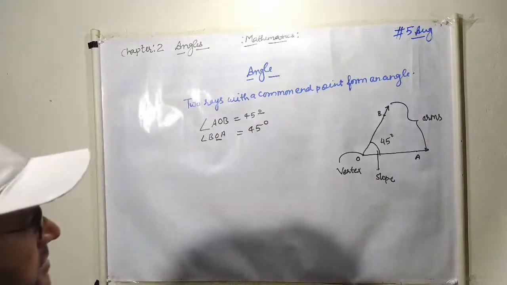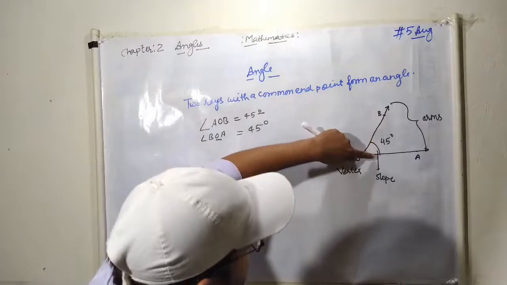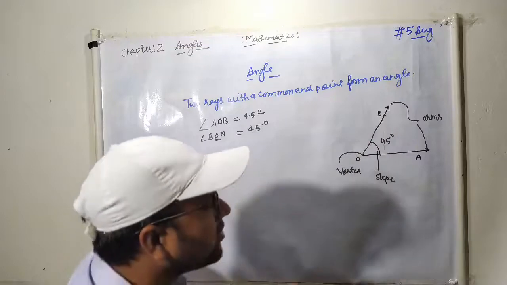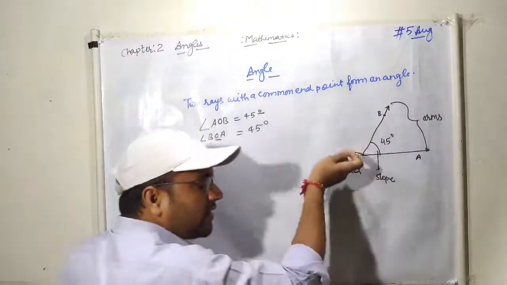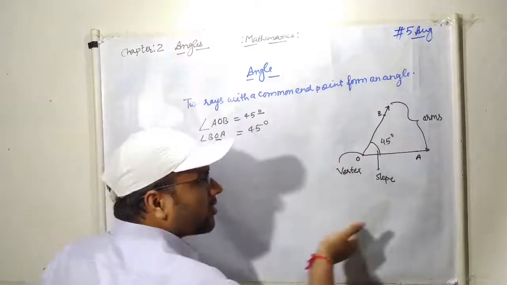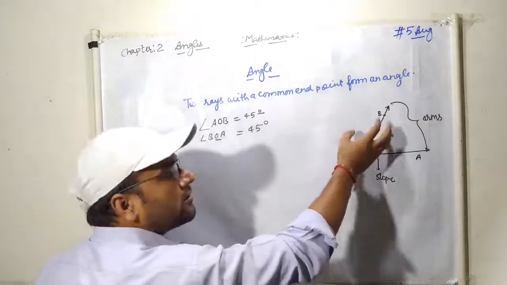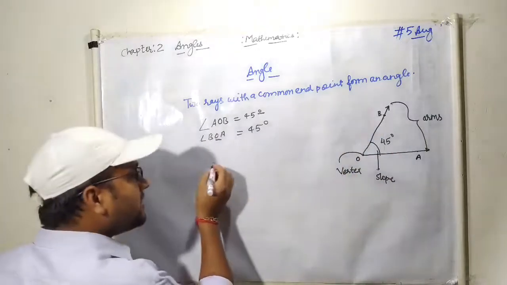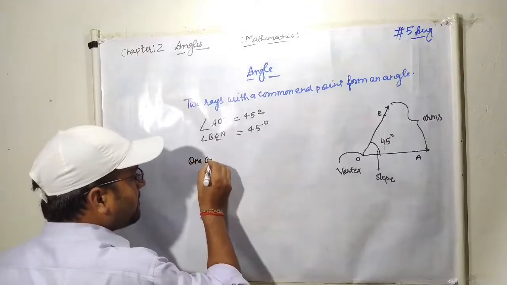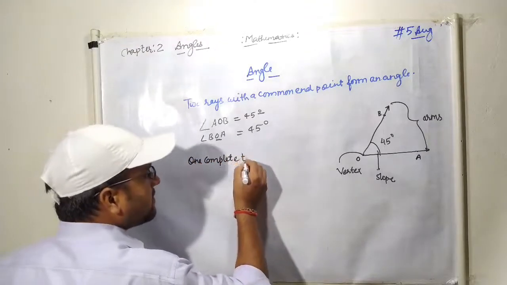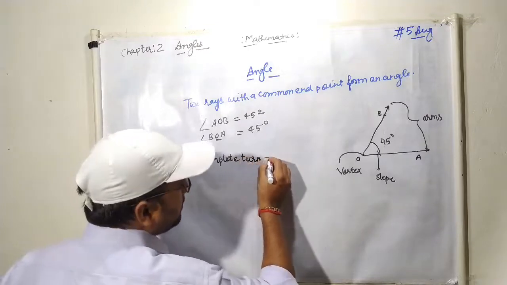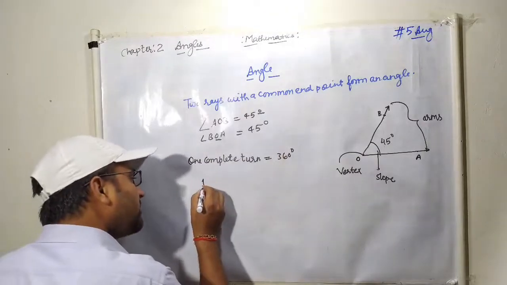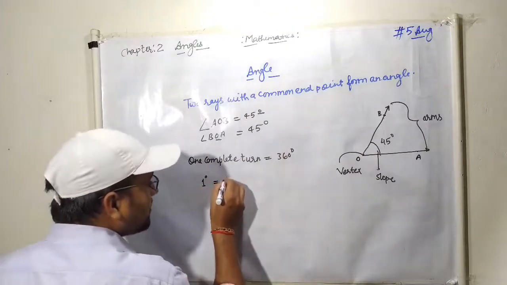When you rotate these arms, if the arm lies on arm OA, then it forms 0, the starting initial point, that is 0 degrees. If you rotate it in the anti-clockwise direction, then you form different types of angles. One complete rotation, one complete turn, forms 360 degrees. And 1 degree, if you divide this, is equivalent to 60 minutes.